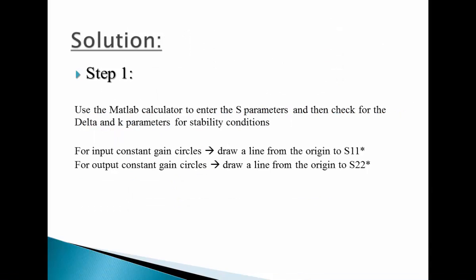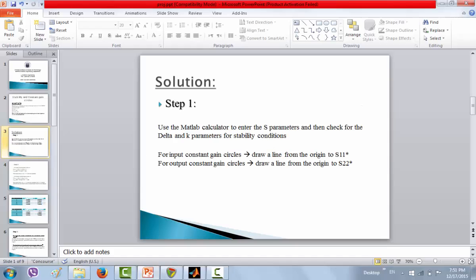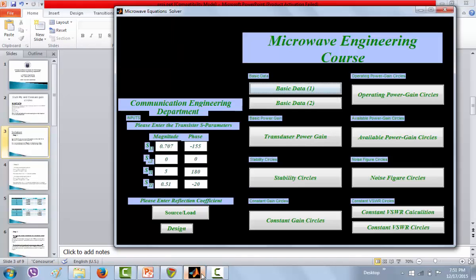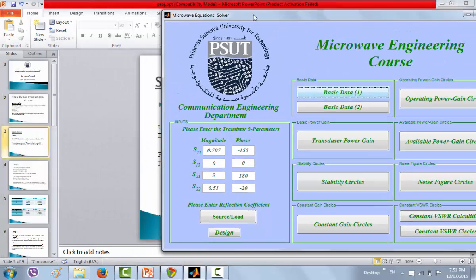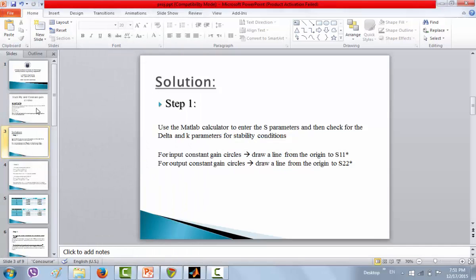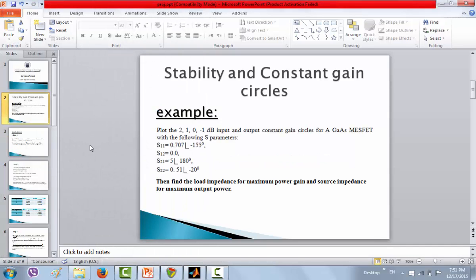Step 1 is to use the Matlab calculator to enter the S parameters and then check the delta and K parameters for the stability conditions. So this is the Matlab calculator and these are the S parameters of the example, as shown here.